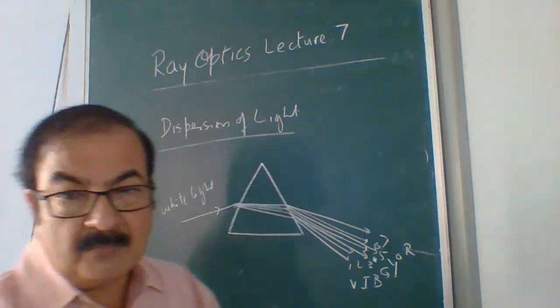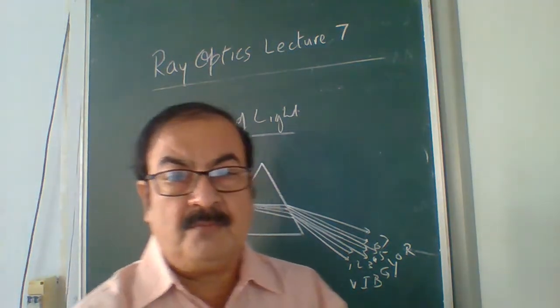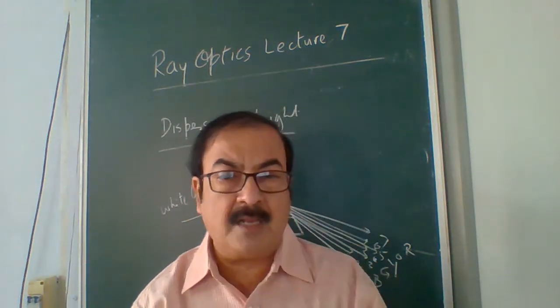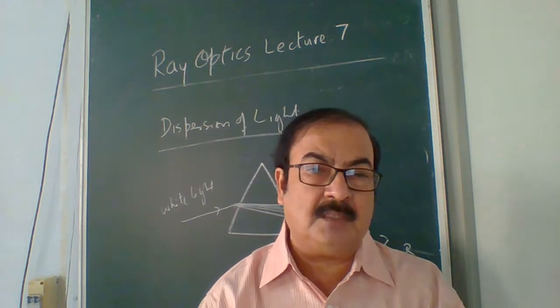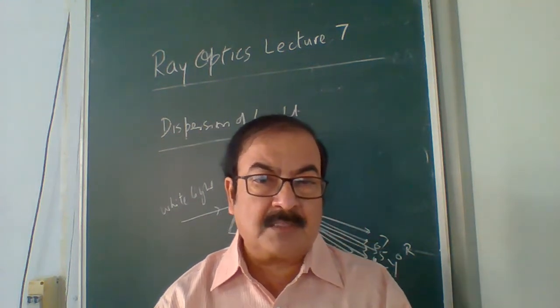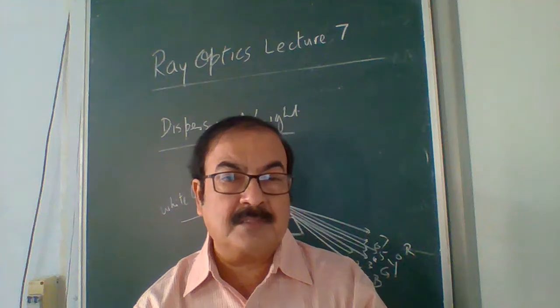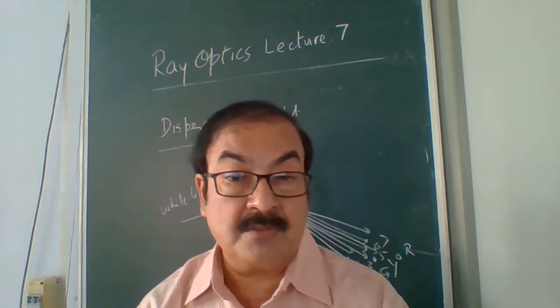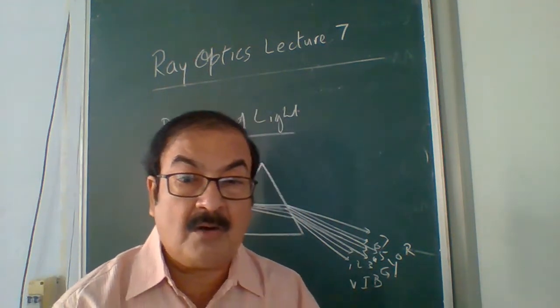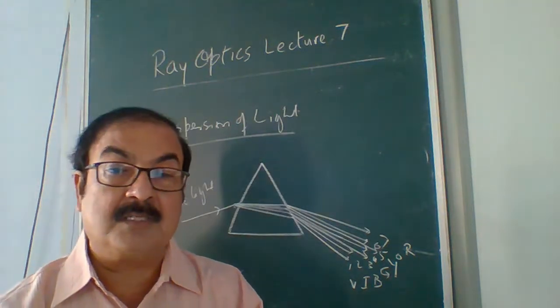Then what is dispersion of light? When a white light is allowed to pass through a prism, then it splits up into 7 constituent colors, and that phenomenon of light is called dispersion of light.